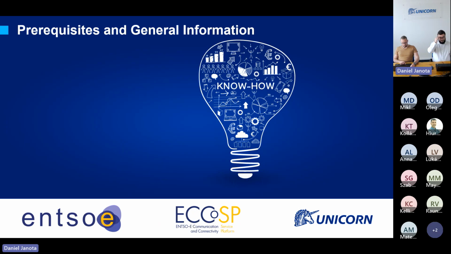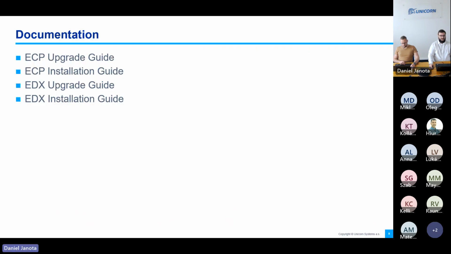So let's move to the next topic, and that will be some general information and prerequisites for the installation of ECCoSP. All information about the installation and upgrade can be found in the ECP and EDX installation and upgrade guides. If you are interested in more information about the release, the list of all changes, compatibility matrices, etc., that can be found in the ECP or EDX release notes.